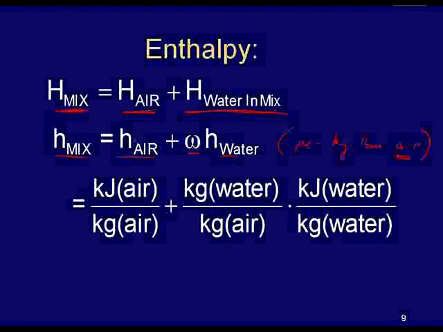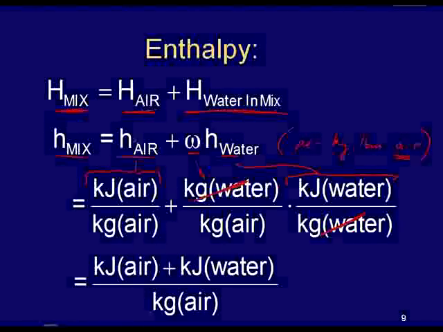So let's look at the units of that. H kilojoules of just the air per kilogram of the air. H of the water, kilojoules water per kilogram of water, times this mass ratio, kilograms of water per kilogram of air. So the kilograms of water cancels, and we wind up with kilojoules of water per kilogram of air plus kilojoules of air per kilogram of air. That gives us the overall H of the mixture, as you see here.